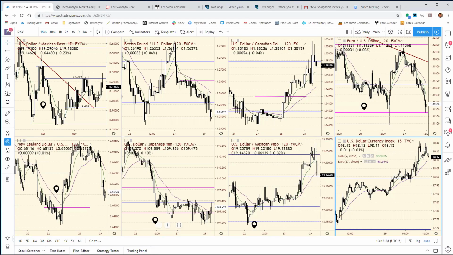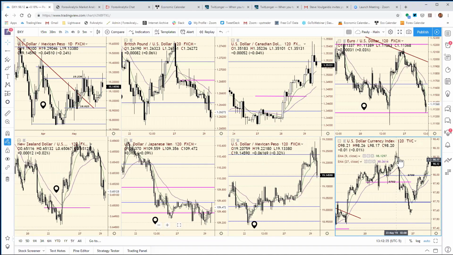I think the dollar index may hold its own because we're at the end of the month, but I'm not sure that we're going to continue to be able to hang on to these gains if you're looking further out, okay?